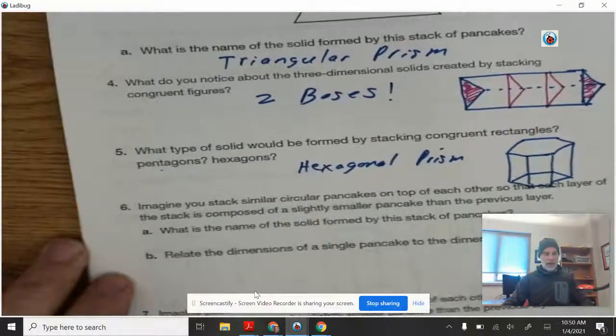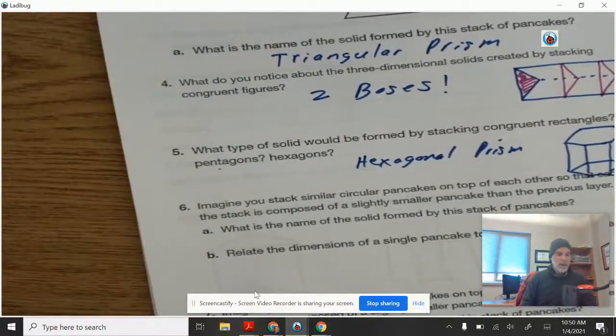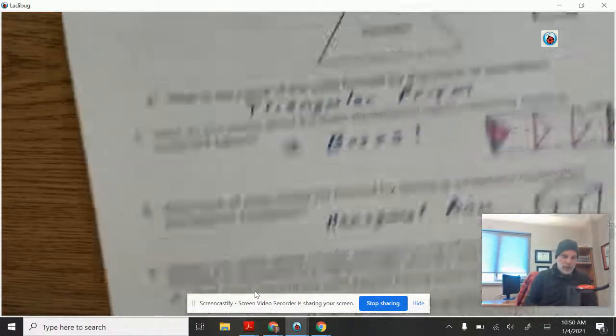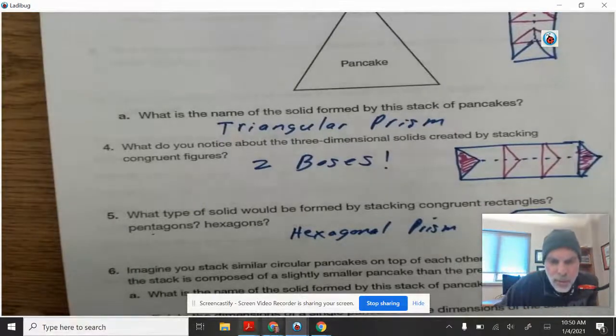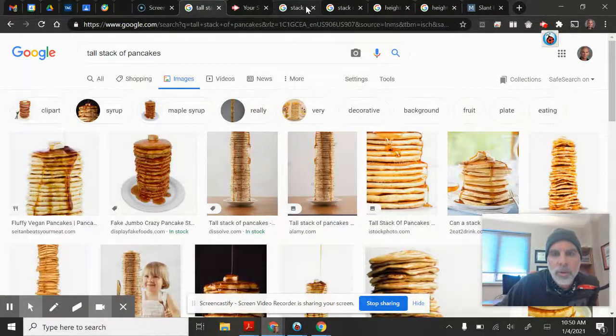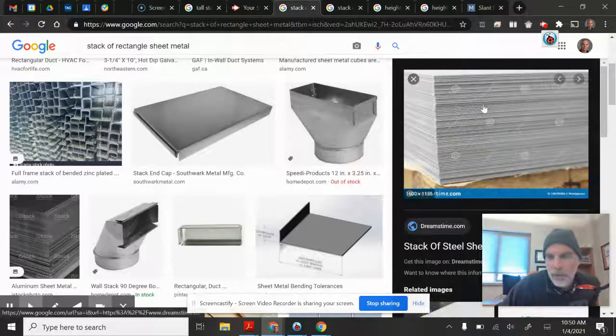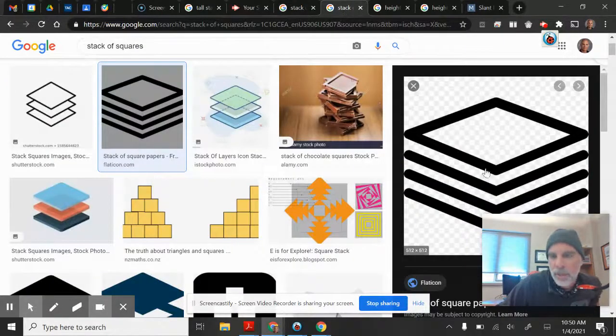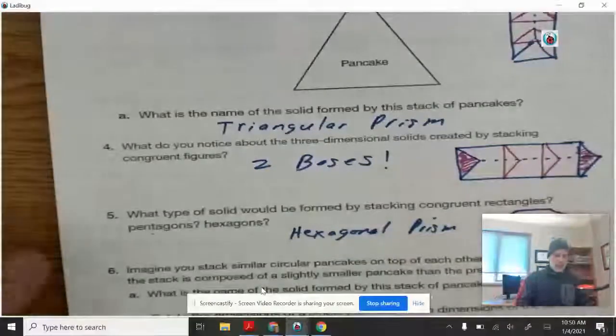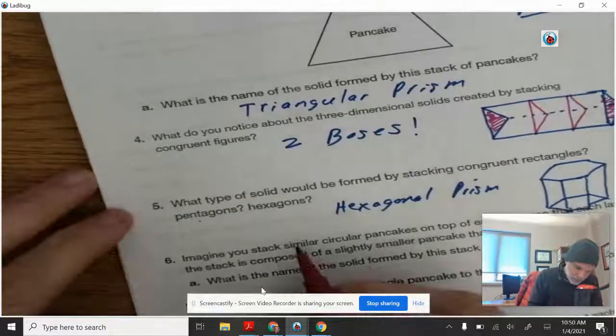Okay, so another idea here is, what if we don't stack congruent shapes? Like we said, we poured all these triangular pancakes the same and we stacked them. By the way, I think I have a few visuals here for you: stacking all these rectangles right here on top of each other, little thin pieces of rectangles, stacking some squares like this one, or books or whatever you want to think. They're all stacked in there. Okay. So that's stacking congruent figures, but let's talk about stacking similar figures.